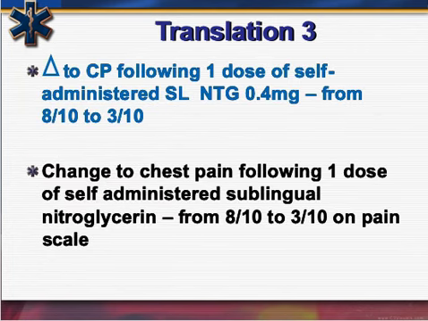So moving forward into our third example, the third example translates into change to chest pain following 1 dose of self-administered sublingual nitroglycerin from 8 on 10 to 3 on 10 on the pain scale.